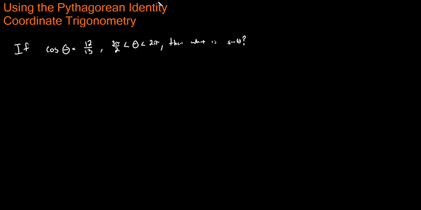Welcome back, and in this video I'm going to be showing you how we can use the Pythagorean identity to solve problems such as the one posed below, okay? I sometimes refer to this as coordinate trigonometry. I don't know if that's actually what it's called, but I feel like it's pretty fitting. So they're saying if cosine of theta is 12 over 13, and theta is in between 3 pi over 2 and 2 pi, then what is sine of theta?